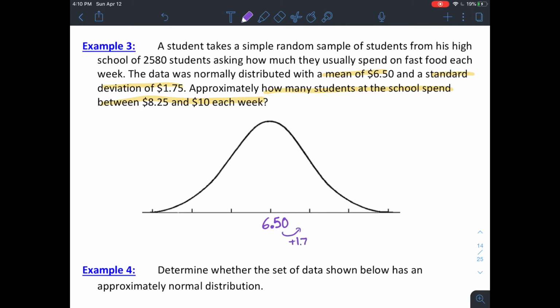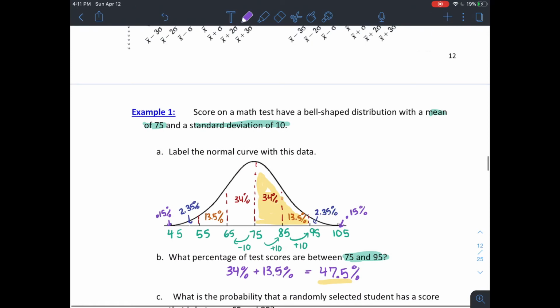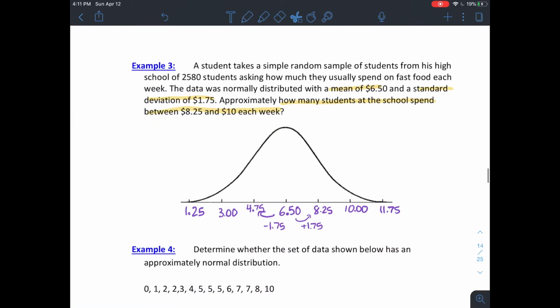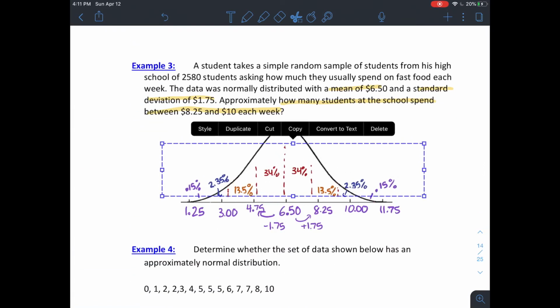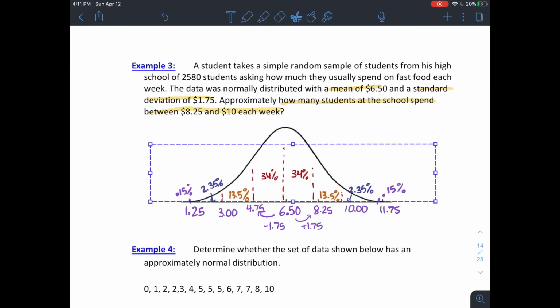So let's label. So mean of $6.50, adding our standard deviation of $1.75, and labeling. I'm actually going to just go up and copy my percentages that I wrote earlier, because this is still a normal distribution, so my percentage of data values should be the same between each standard deviation. So if I make it to scale, because my picture's not exactly perfect here, and there we go.